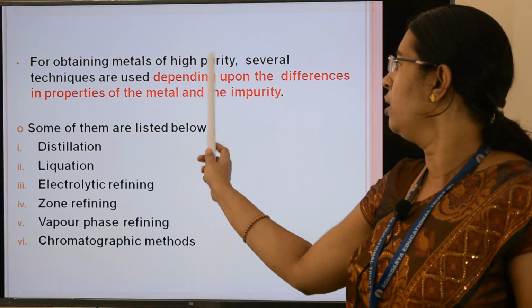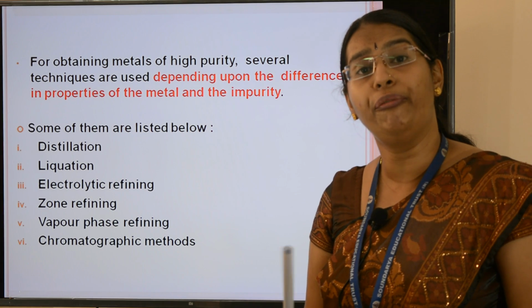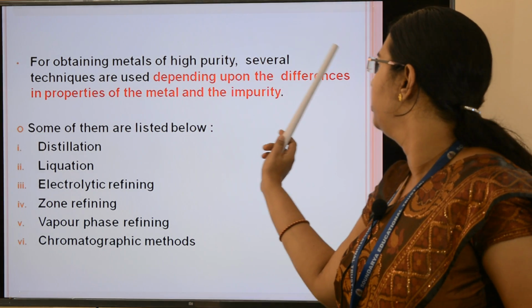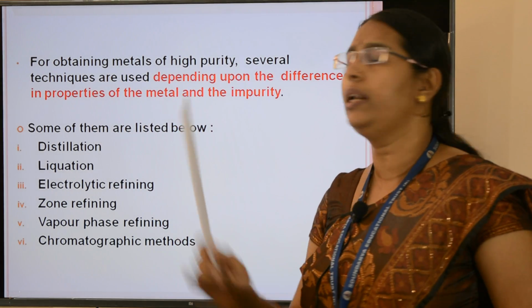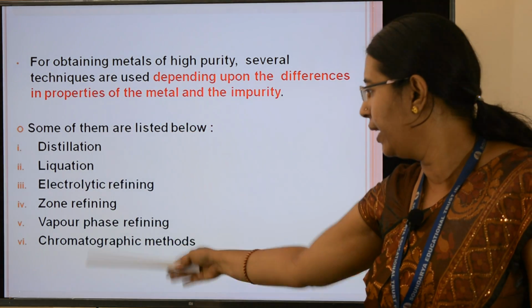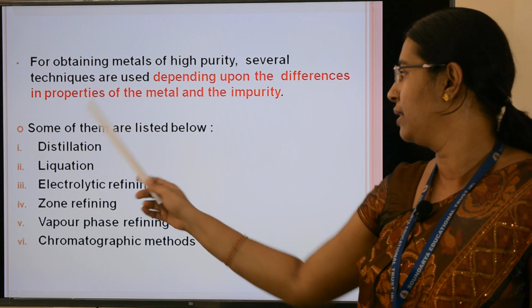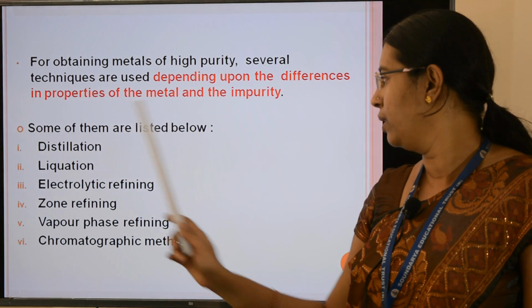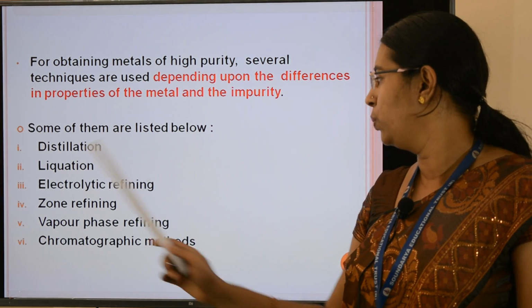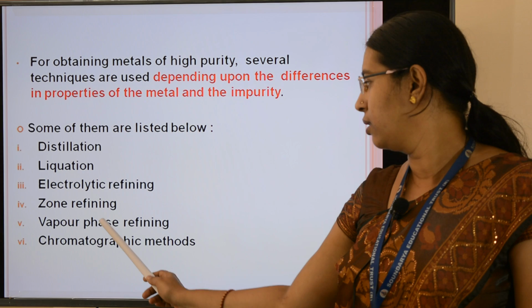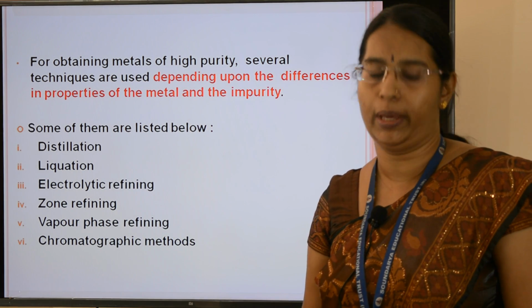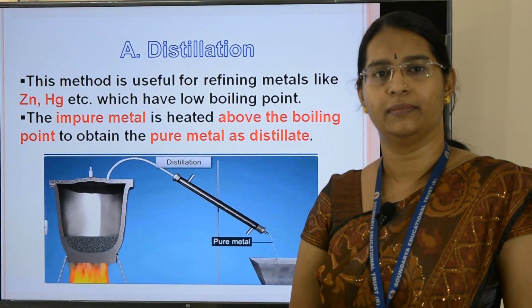And for obtaining metals of very high purity, different techniques are used, and these techniques are used based on the difference in the properties of the metals as well as their impurities. So these different techniques are listed here. First one is the distillation process, second one is liquation, third one is electrolytic refining, fourth one is zone refining, next vapor phase refining, and the last process is the chromatographic method or chromatographic techniques.